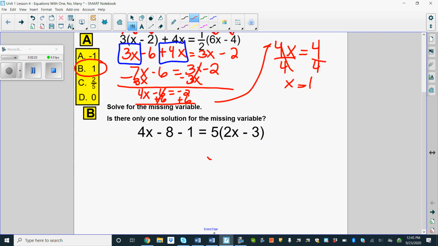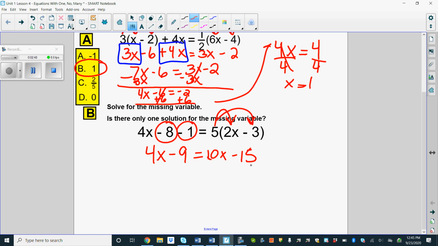Part B. We are going to solve for this as well. So on the left side, we have 3 terms. So we're going to circle the negative 8 and a negative 1 to combine. A negative 8 and a negative 1, it gets more negative, so it is a negative 9 equals. Now we have to distribute. 5 times 2 is 10x. 5 times a negative 3 is a negative 15.